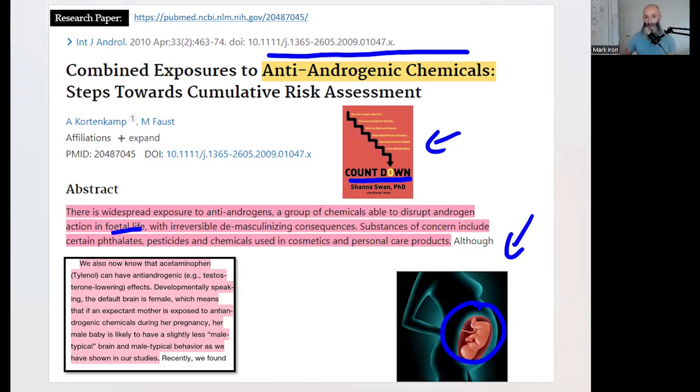So think about the generations that are coming out now. They're very confused. And one example that she put in her book here: Tylenol, with anti-androgenic, testosterone-lowering effects. Now listen carefully. Developmentally speaking, the default brain is female, which means if the expectant mother is exposed to these anti-androgenic chemicals during a pregnancy, the male baby is likely to have a slightly less male-typical brain and male-typical behavior. And I think that's what we're seeing.